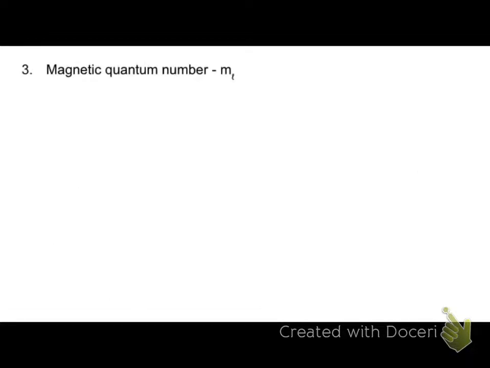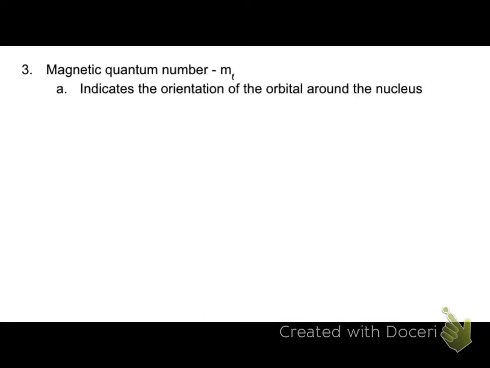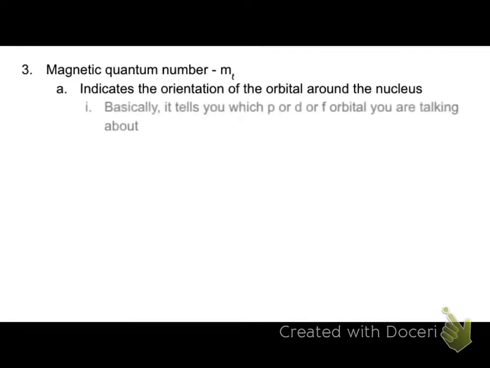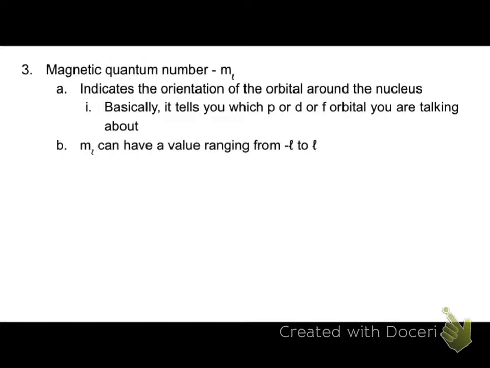is the third quantum number, which is the magnetic quantum number, m sub L. Okay? This indicates the orientation of the orbital around the nucleus. Essentially, it tells me which one of those p orbitals or d orbitals or f orbitals I'm looking at. Your value for m sub L can be anything from whatever your L value is as a negative number to whatever your L value is as a positive number.